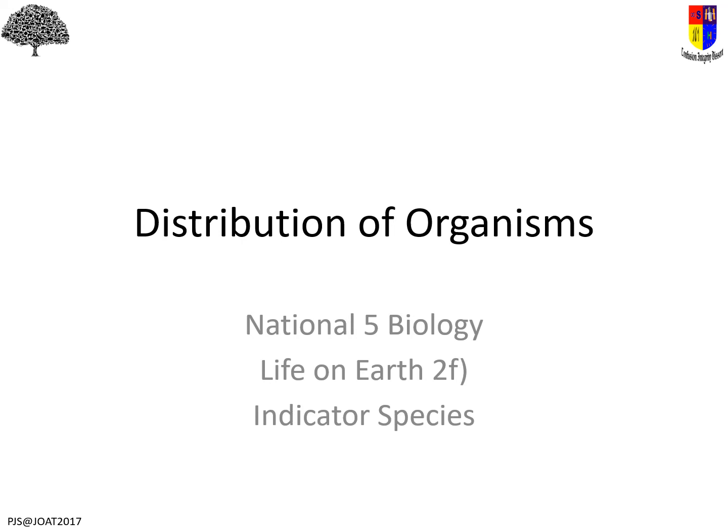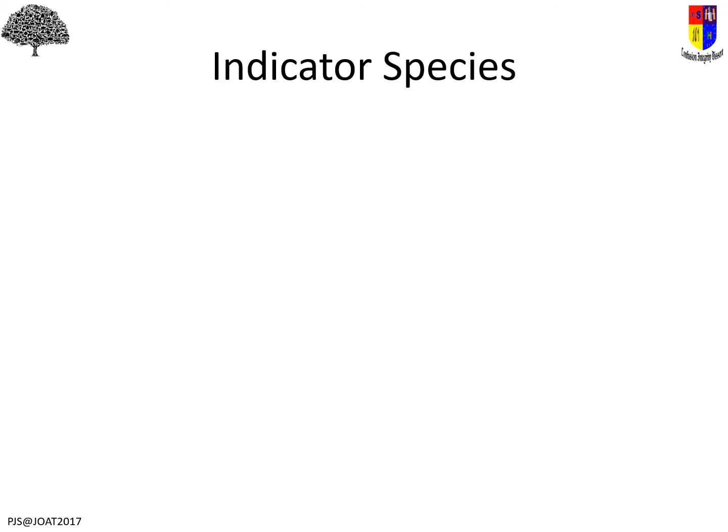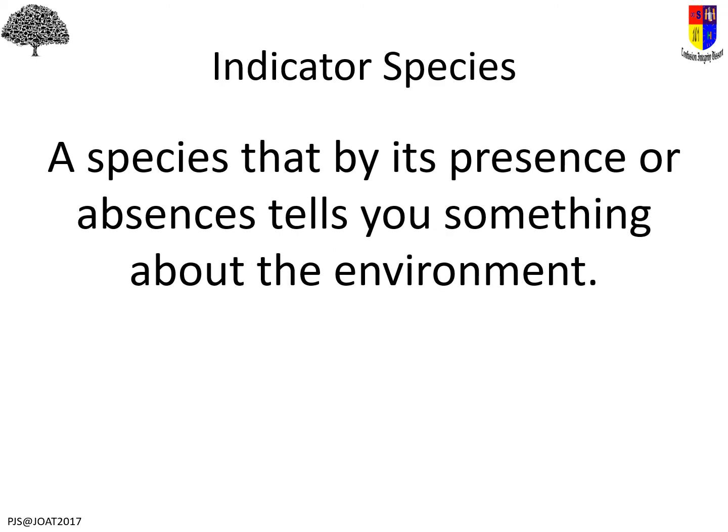BiN5, so we are looking at distribution of organisms still in life on Earth, but in particular now we're bringing it all together for the final bit, which is on something called indicator species. Let's start with the definition for this. An indicator species is a species that by its presence or absence tells you something about the environment.